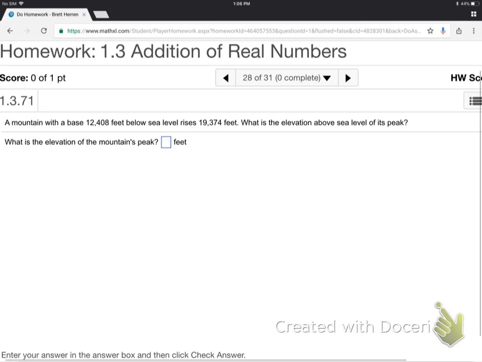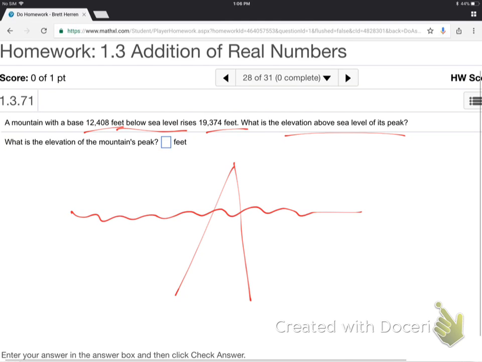A mountain with a base 12,000 feet below sea level rises this far. What's the elevation above sea level? You know what? Let me show you. Let me do my great artistic skills and show you what's going on with this mountain. Here's the sea. It's as arty as I get right there.